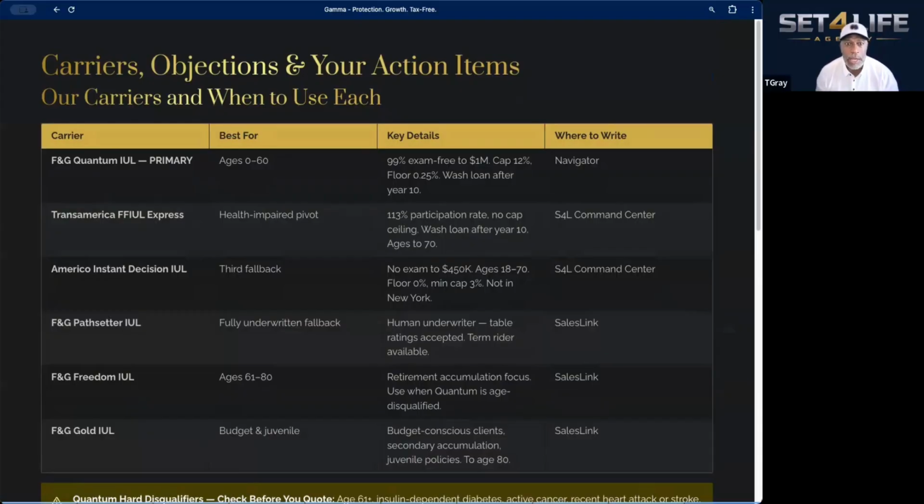All right. Let's talk about the carriers. Let's talk about objections, and let's give you some action items. Okay. First, our carriers, when to use each one.